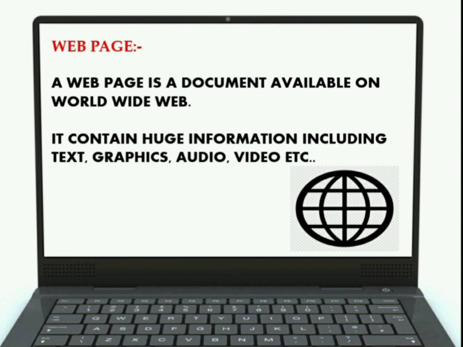Kids, a web page can contain huge information including text, graphics, audio, video, hyperlinks. In fact, if we want to watch cartoon, we can surf it through web browser and then we will select a particular web page. Kids, you are able to see on your screen a round circle type image. So it is an image of web page logo. You need to draw this in your computer classwork copy. It is very important for you.